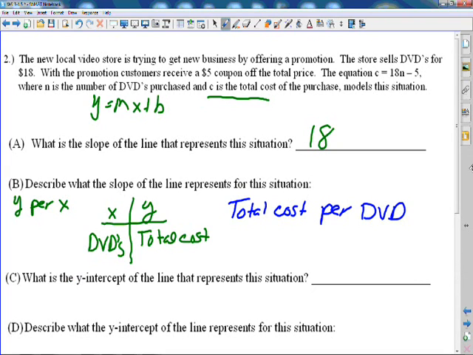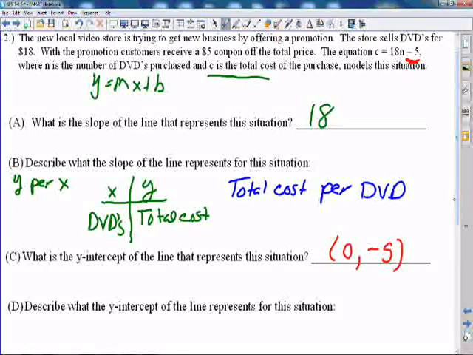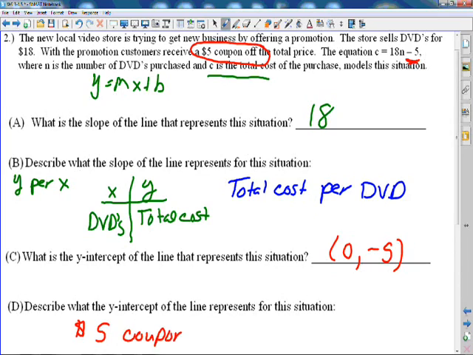What is the y-intercept of this situation? That minus 5, that's 0, negative 5. Well, what is that 5? What's going on in the problem? Because it says describe the y-intercept. Well, it says right here, it's a $5 coupon. So I'm going to write $5 coupon.